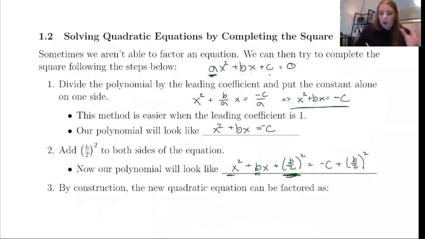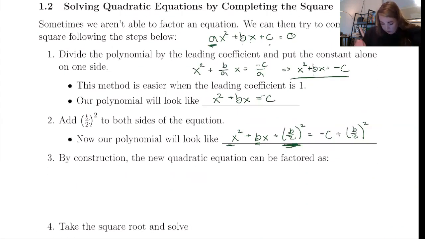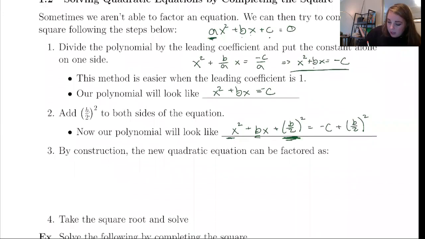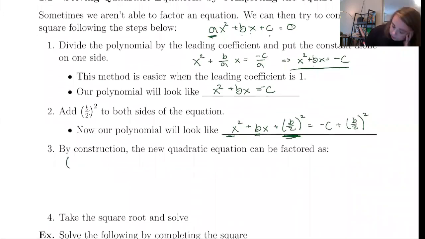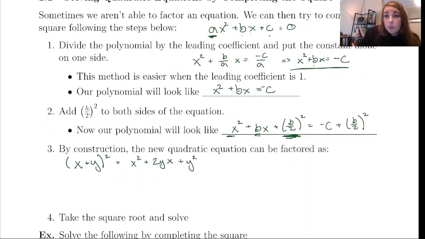But why did we choose b divided by 2 squared? It comes back to one of our formulas that we learned in B.2. Wow, I'm really glad I re-recorded this right now because I'm learning. It's all fresh in my brain. So remember that x plus y squared equals x squared plus 2yx plus y squared. Do you remember that formula we learned?